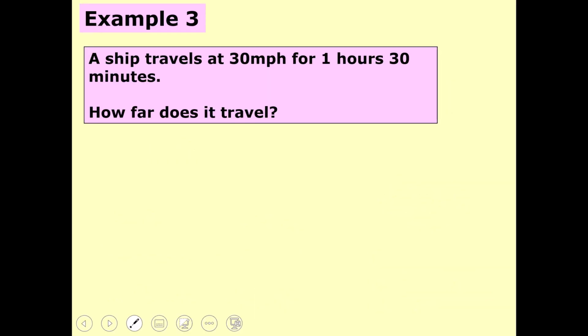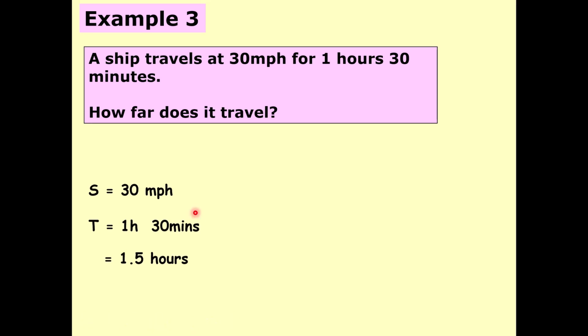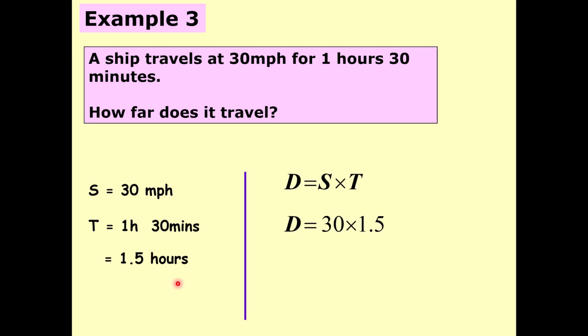So let's use that in a couple of examples. So let's say a ship travels 30 miles per hour for 1 hour and 30 minutes. How far does it travel? We're going to pick out our information from our question. So speed 30 miles per hour. Time is 1 hour and 30 minutes. And that as a decimal is 1.5. So we need to convert this time into decimal before we apply it to our question. So formula is distance equals speed times time. We're then going to substitute this information into our formula, remember using the 1.5 for your time, and then you would just calculate it as usual. Okay, and you will be allowed to use a calculator for these questions.